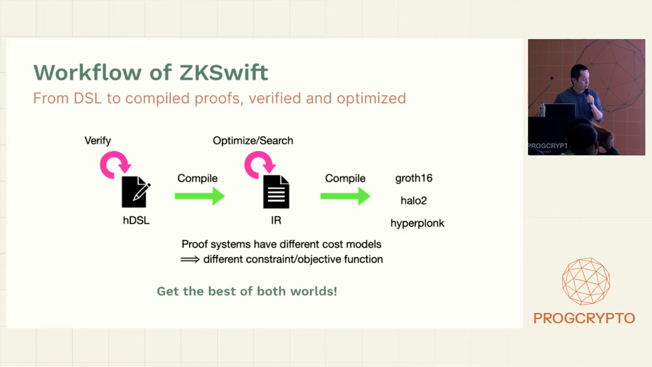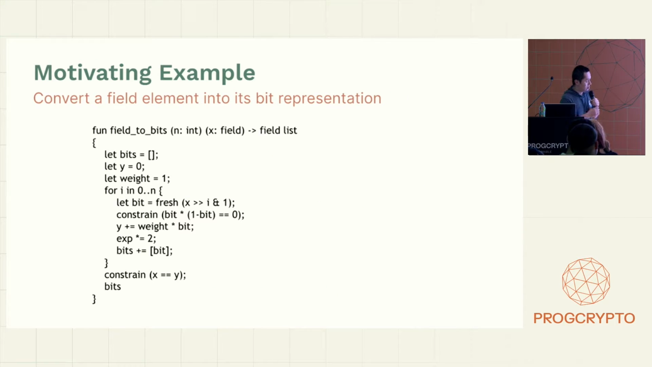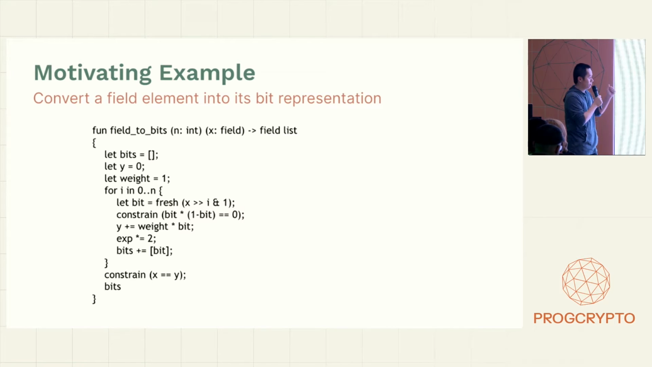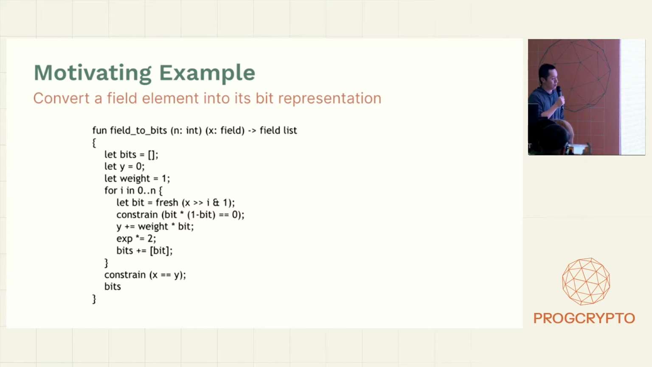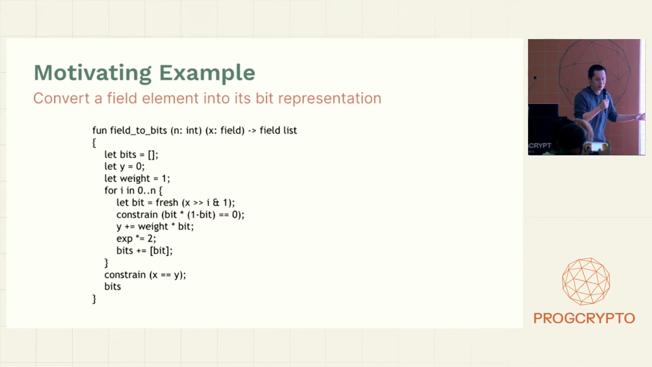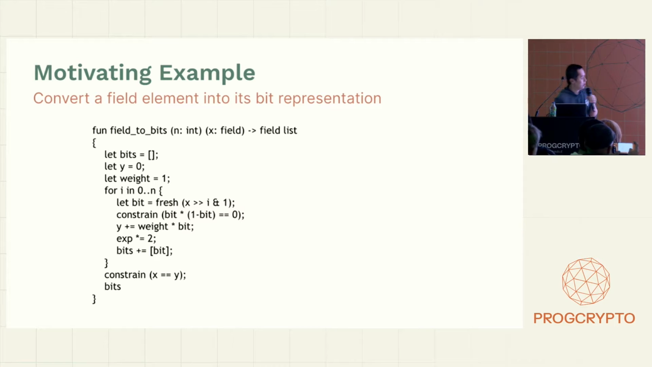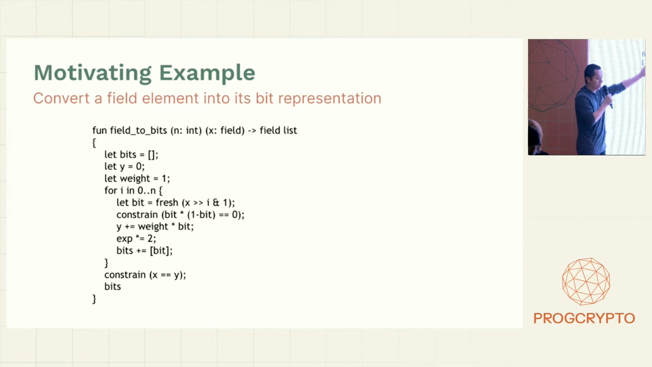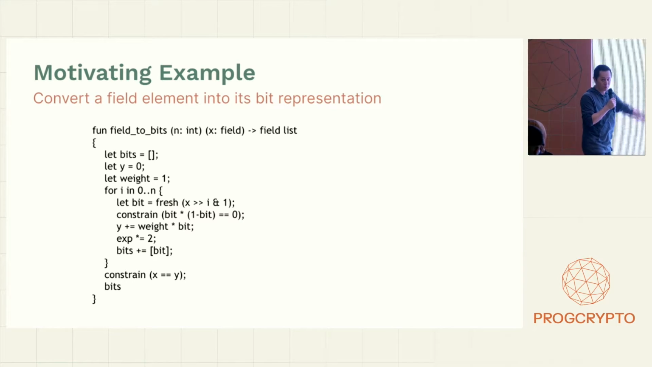So there are a lot of different kinds of language constructs here. I don't think I can cover all of the language constructs, but I will cover one that I think can be a pretty motivating example of why we need this and how we do the optimization. So this is an example here. It's basically converting a field element into a sequence of bits.